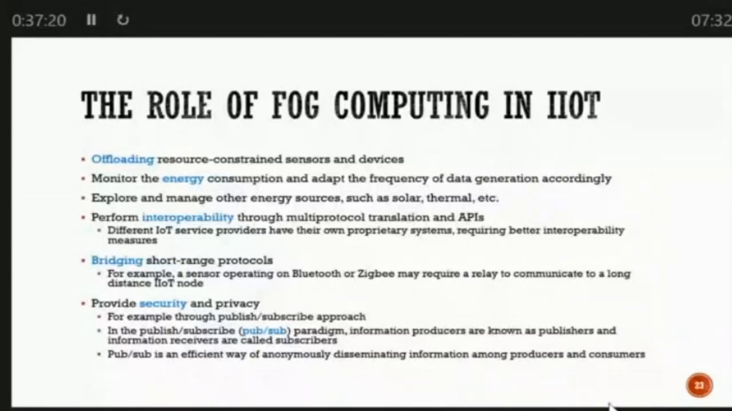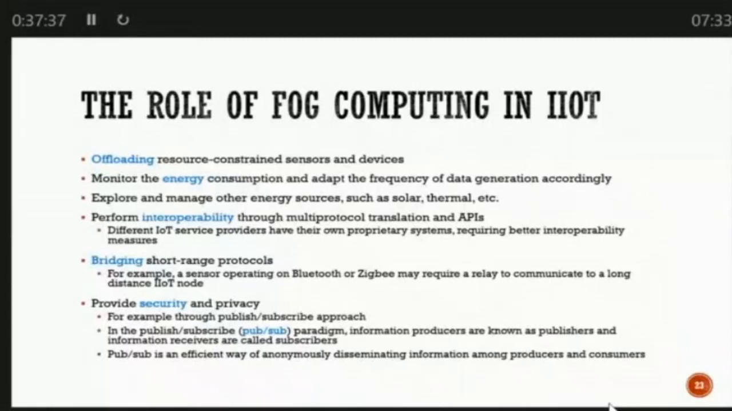The other one is energy consumption. Monitor the energy consumption of your sensor networks and your devices so that you can manage this more efficiently and consume less energy. And also find out other sources of energy, for example, solar energy, thermal energy, body heat, etc.